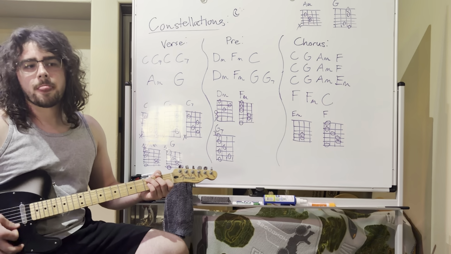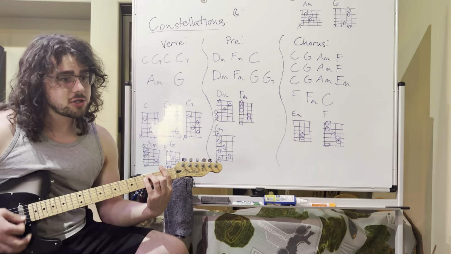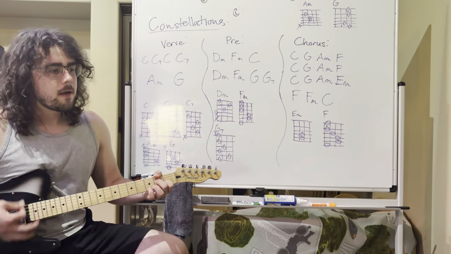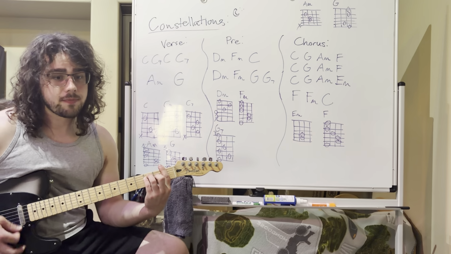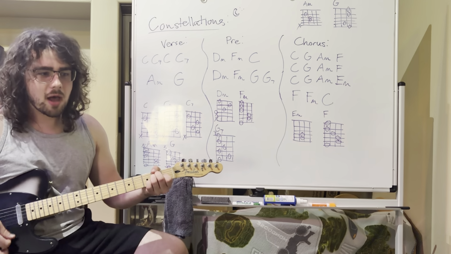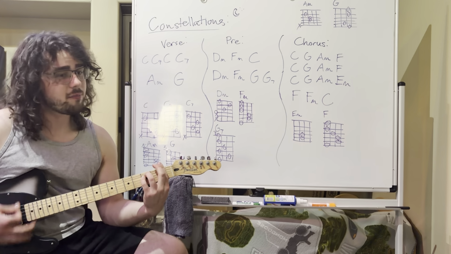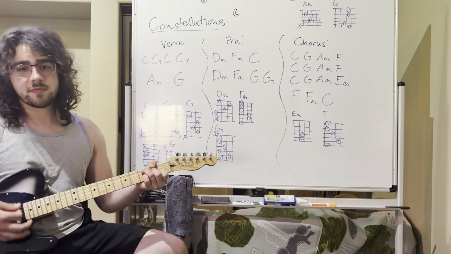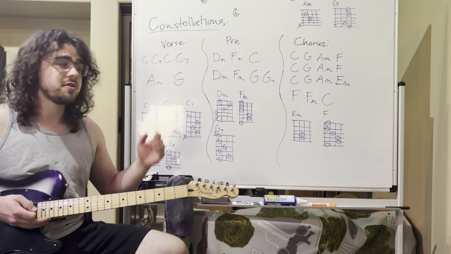So one more time. C, G, A minor, F major, C, G, A minor, F major, C, G, A minor, E minor, F major, F minor, C. And that's it, really. That's Constellations.